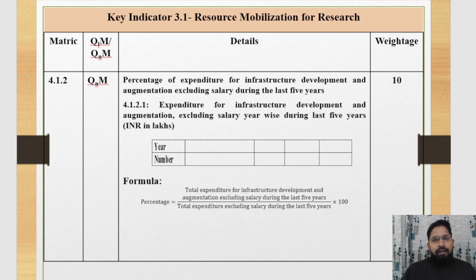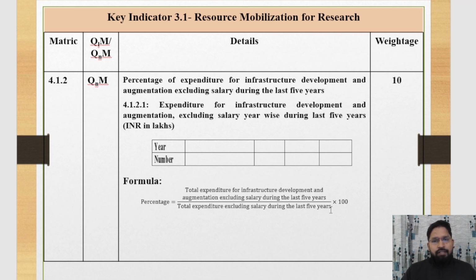Here we give the data of expenditure for infrastructure of the last 5 years. This is a table. Here we give the data of the last 5 years and the percentage of expenditure. This is a formula, the percentage formula is given here: total expenditure for infrastructure development and augmentation excluding salary during the last 5 years, upon total expenditure excluding salary during the last 5 years. Here we give the data of that expenditure on infrastructure.